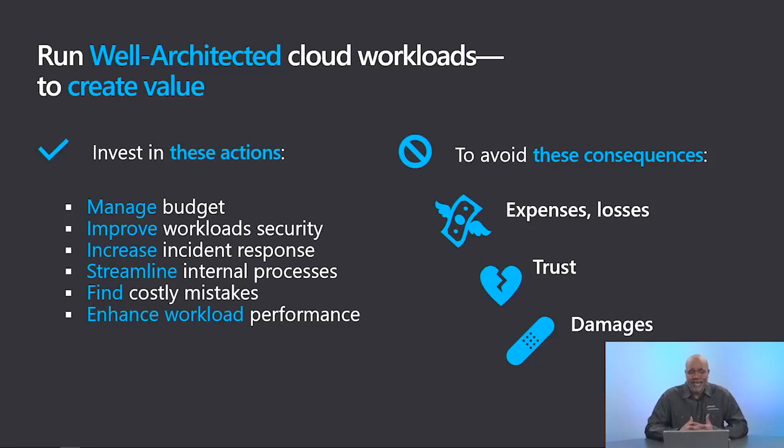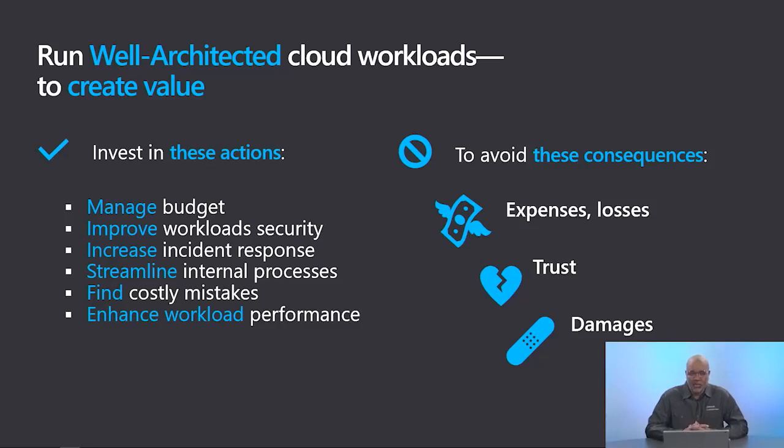What you want to do is you want to invest in these kinds of actions, right? You want to manage your budget. You want to improve your workload security. You want to increase incident response. You want to streamline internal processes. We'll talk about some of the ways you can automate and streamline internal processes. You want to find mistakes where you have cost overruns, or you want to find the areas in which you provision resources that are costing you more money than you need to spend. And you want to make sure that your workloads are performing optimally. You want to enhance workload performance.